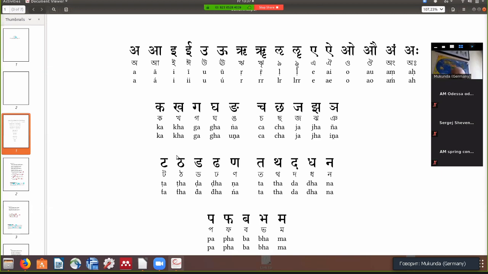So you can see that this table has, for each letter, four different versions of it. The upper one in bold is the Devanagari alphabet, which is the common alphabet in most of northern India, in which Hindi is written, and in which most modern Sanskrit printed books are written.